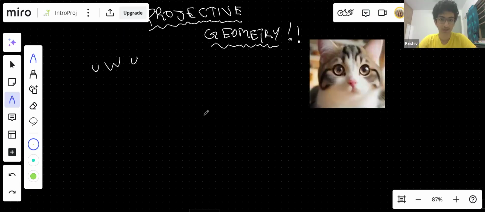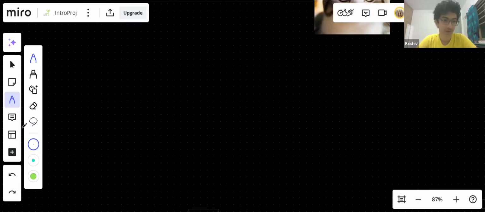So we'll start off with not actually projective geometry. We'll start off with this cool thing called the ratio lemma. I'll have to write a little bit bigger.